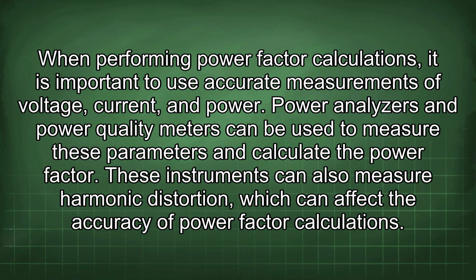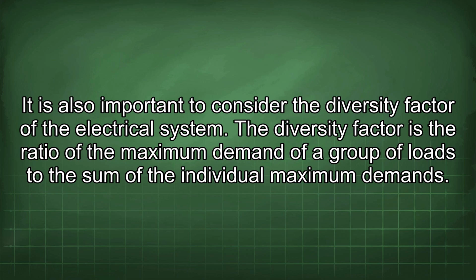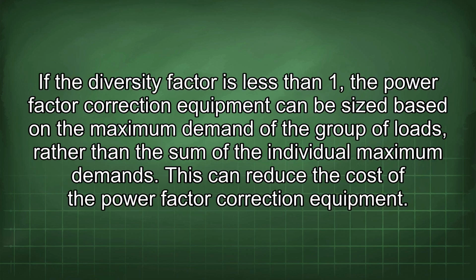Power analyzers and power quality meters can be used to measure these parameters and calculate the power factor. These instruments can also measure harmonic distortion, which can affect the accuracy of power factor calculations. It is also important to consider the diversity factor of the electrical system. The diversity factor is the ratio of the sum of the individual maximum demands to the maximum demand of a group of loads. If the diversity factor is greater than 1, the power factor correction equipment can be sized based on the maximum demand of the group of loads, rather than the sum of the individual maximum demands. This can reduce the cost of the power factor correction equipment.